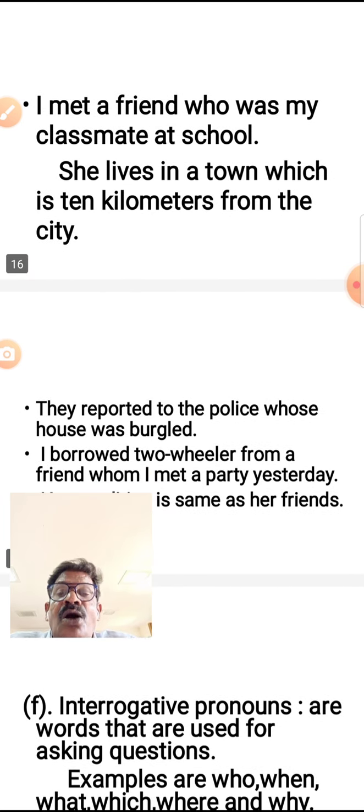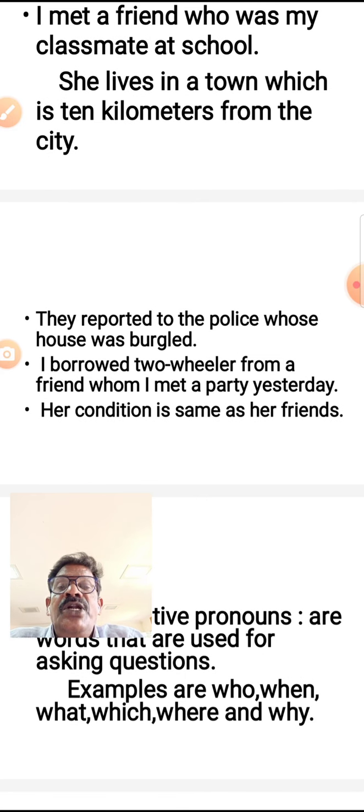And now, they reported to the police whose house was burgled. Then next, I borrowed a two-wheeler from a friend whom I met at a party yesterday. And now, the last one. Her condition is the same as her friend's.